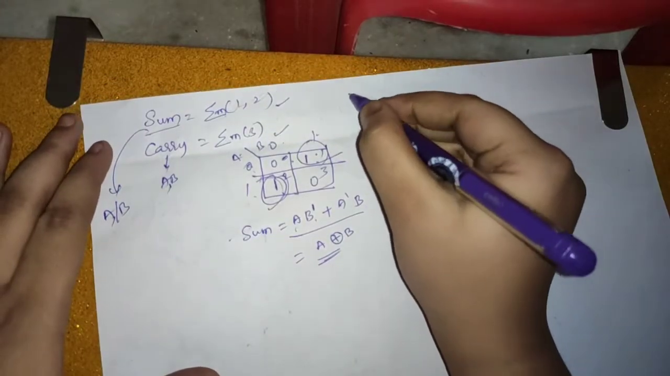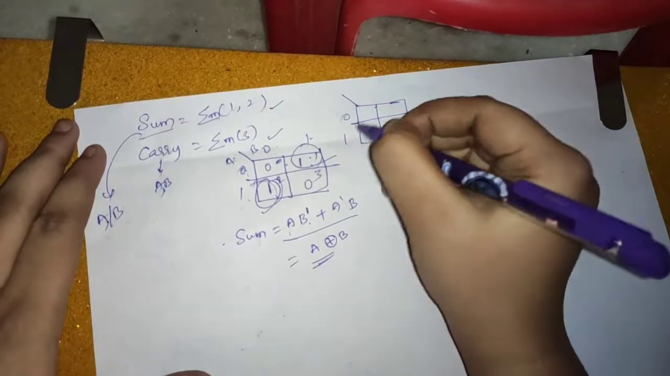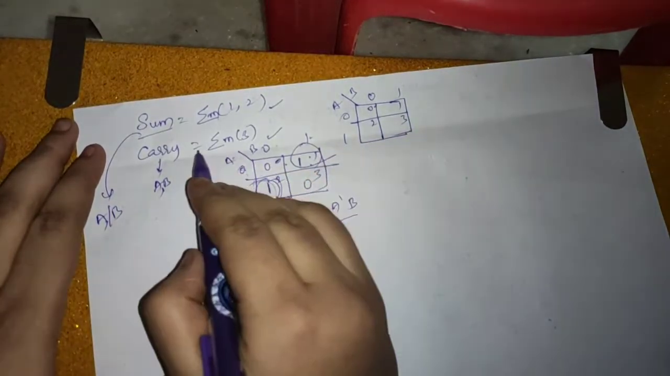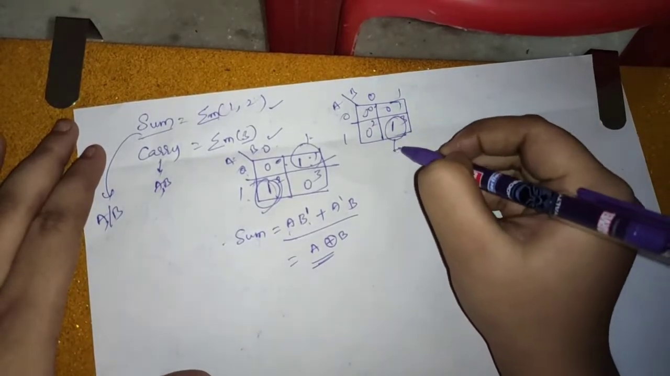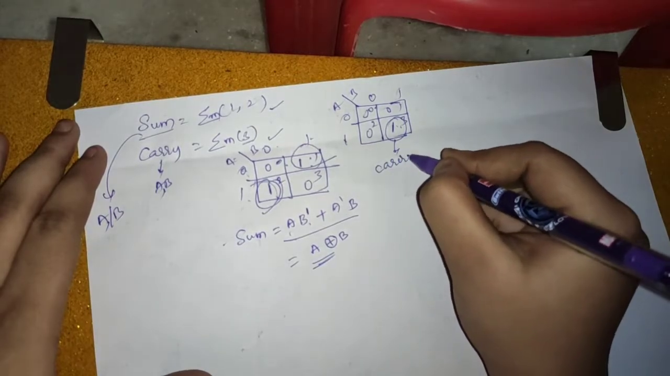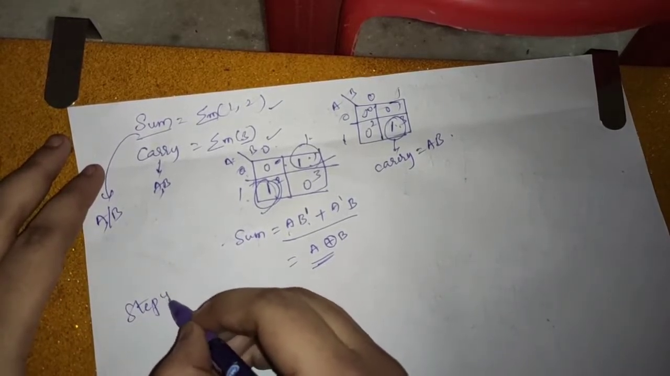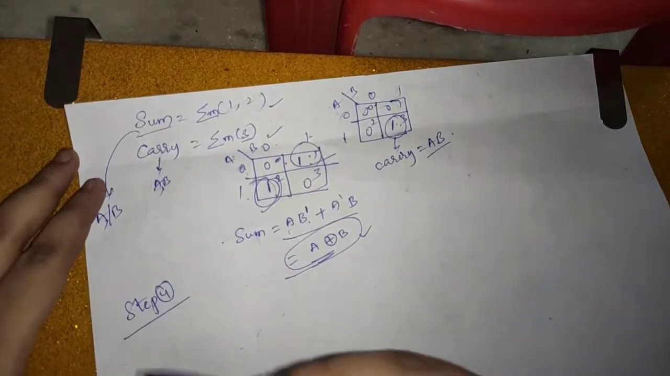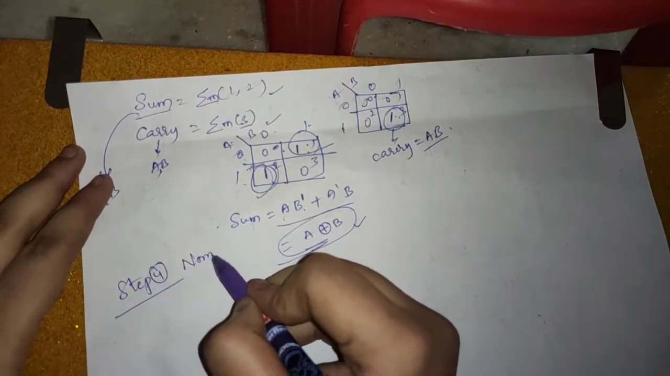For carry also same. If we construct the K-map, A B, 0 1 2 3. The minterm is only 1 here, remaining all 0 here. For this A is 1 and B is 1, so the Boolean expression for carry is AB. Step 4 is minimization. Here already we got the minimized expressions, right? Further minimization is not possible, so here no minimization.